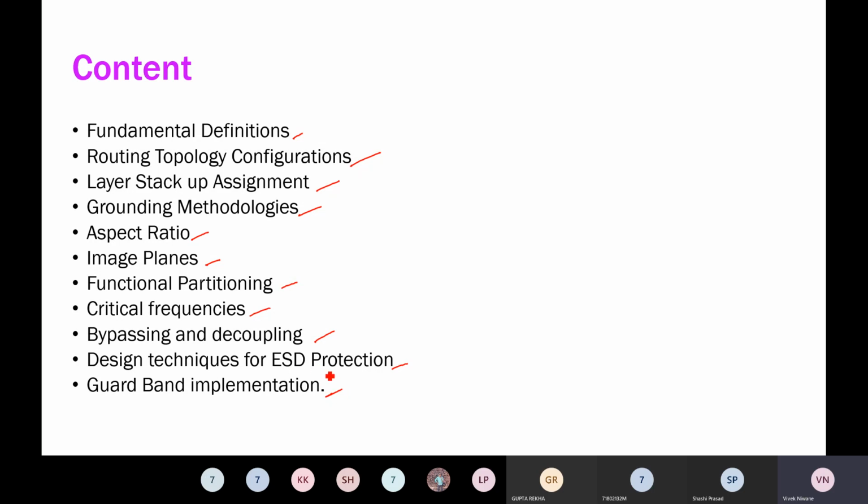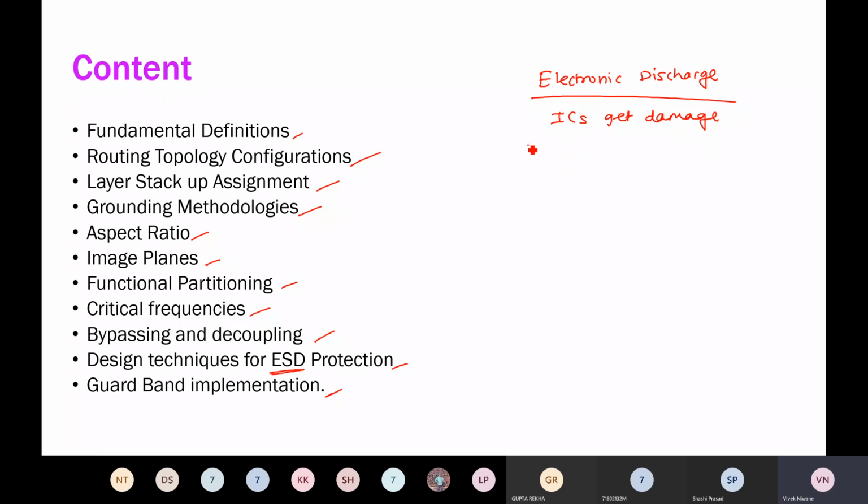Okay, electrostatic discharge, very interesting thing over here. I don't remember whether I have told you this thing in third year or not, but ESD, that is electrostatic discharge. Okay, this happens, and due to this your ICs get damaged. Many times we spoke, I guess I told you in third year also, but I will revise once again.